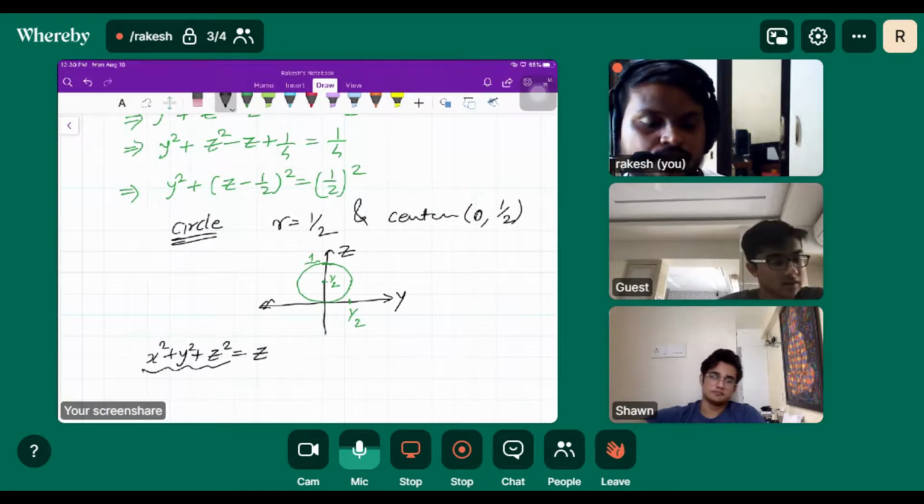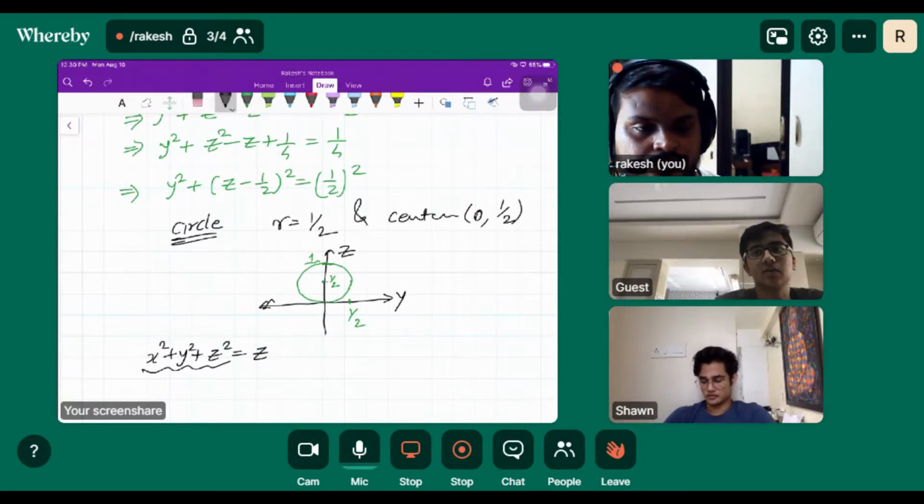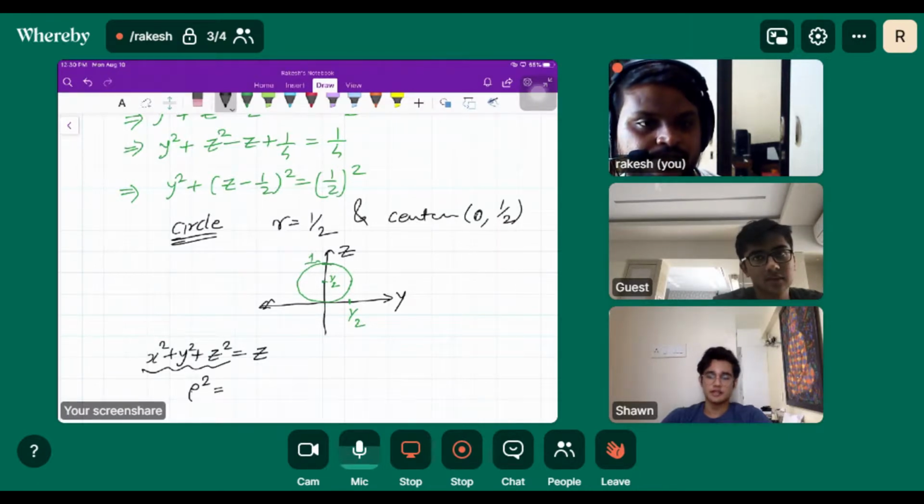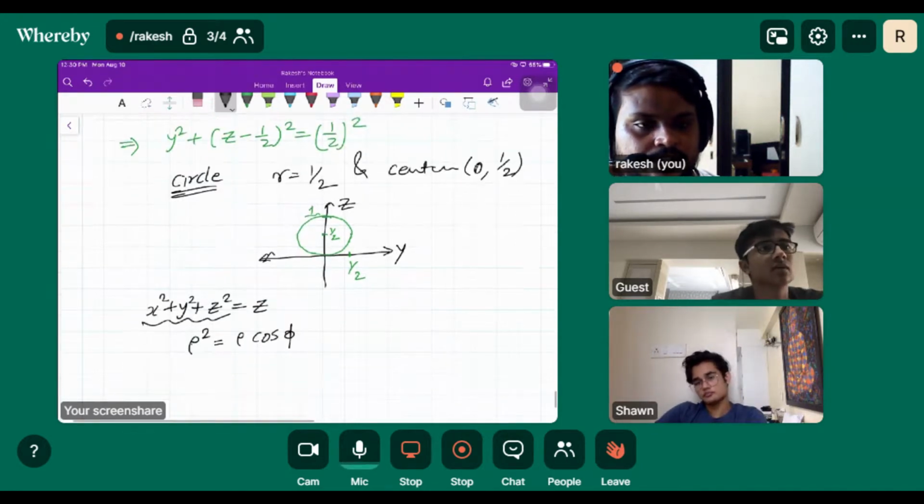So, what is x square plus y square plus z square? In the spherical coordinate system that is rho square, and what is z in the spherical coordinate system? That is rho cos phi, right? So this will give you rho is equal to just cos phi.